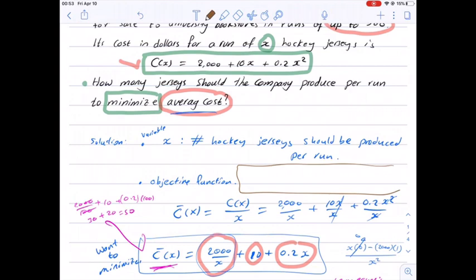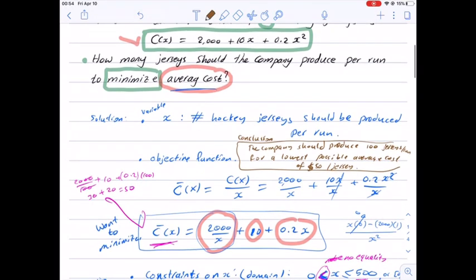So we can write the conclusion here. The company should produce 100 jerseys per run for the lowest possible average cost of $50 per jersey. Okay.